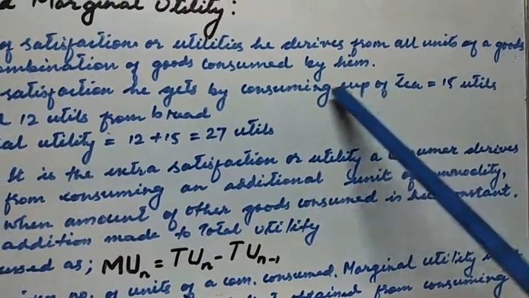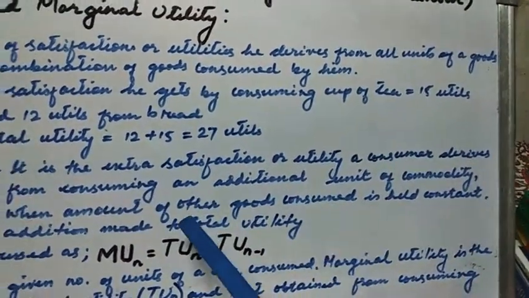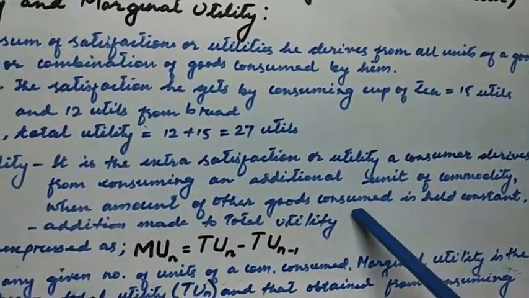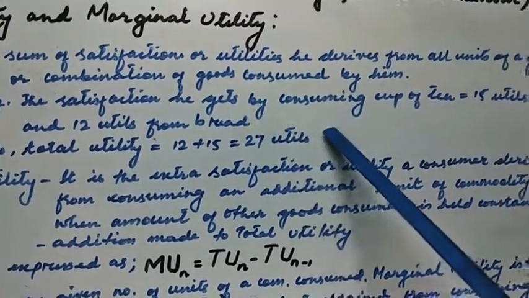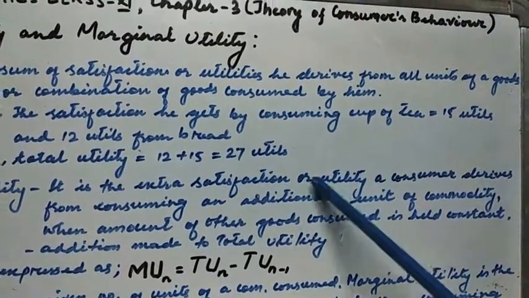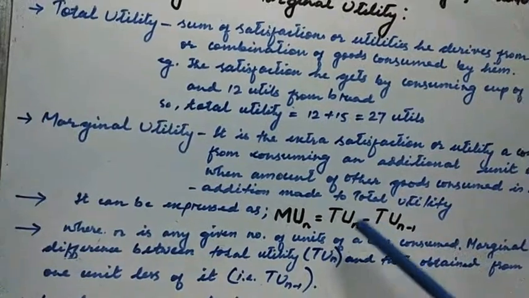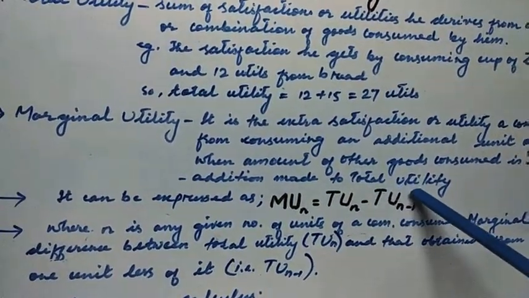Here, it is the cup of tea and bread. So you are keeping the bread constant, because it says that the amount of other goods consumed is held constant. So bread is constant here, but you are consuming an additional cup of tea. So you are deriving an additional amount of utility. That is called marginal utility. So it is the addition made to the total utility.